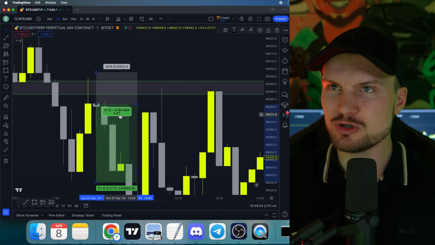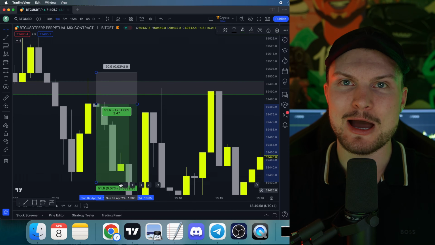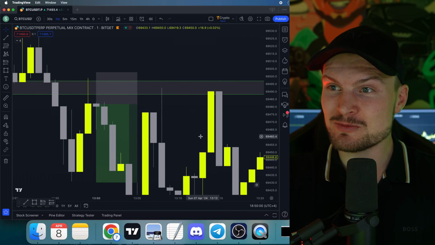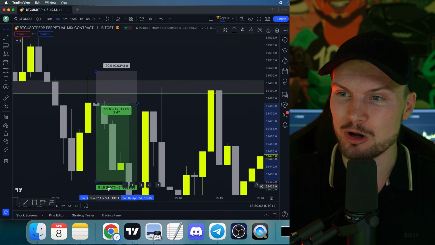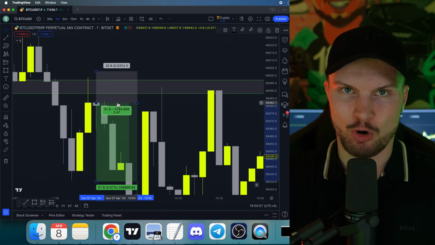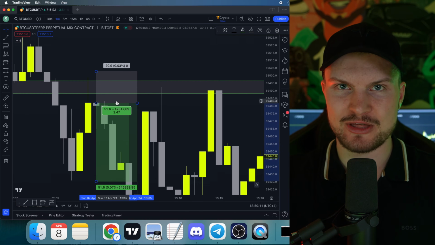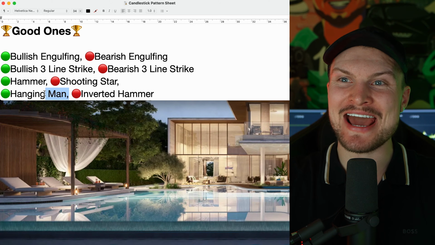However, there's one issue. We are now on the Bitcoin 1-minute chart, and this was during a time when the volatility was very low. This means that the percent move is so small that this would not be worth trading. However, if you trade this on a different coin or on a higher time frame on Bitcoin, this would be the exact same thing. The next one we will cover is the hanging man.